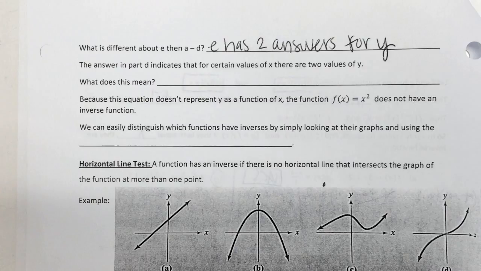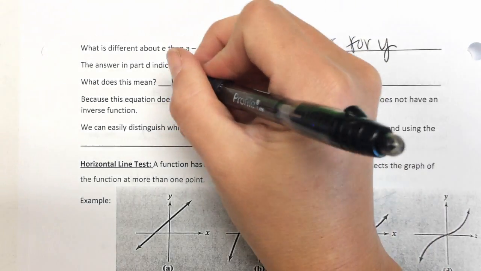So the answer in part D indicates that for certain values of X, there are 2 values of Y. What does this mean? What does that mean about that function? Y'all aren't going to talk to me today? Not you. You always talk to me. Cade, what does that mean if the X has 2 different Y values? What does that mean? Oh, goodness. I don't know if that's good. It's not good because it's not a what? It's not a function. Very good. So it is not a function.